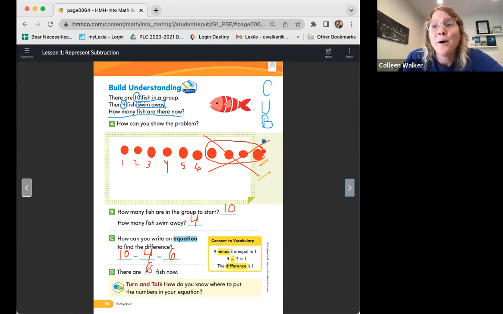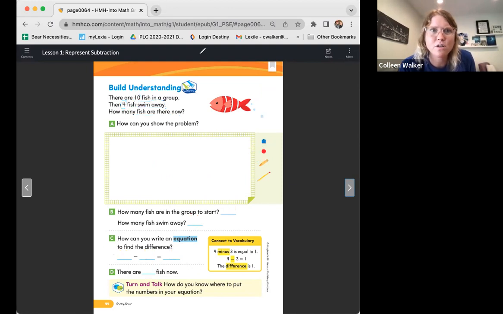Okay. Monkey the mathematician was just explaining to me that he knows where to put the numbers in the equation, because you start with the amount of fish you started with and you subtract the number of fish that swam away, and that gives you how many fish are left. High five, monkey. Great job. That was a great explanation. So, friends, we are going to move to the next page.